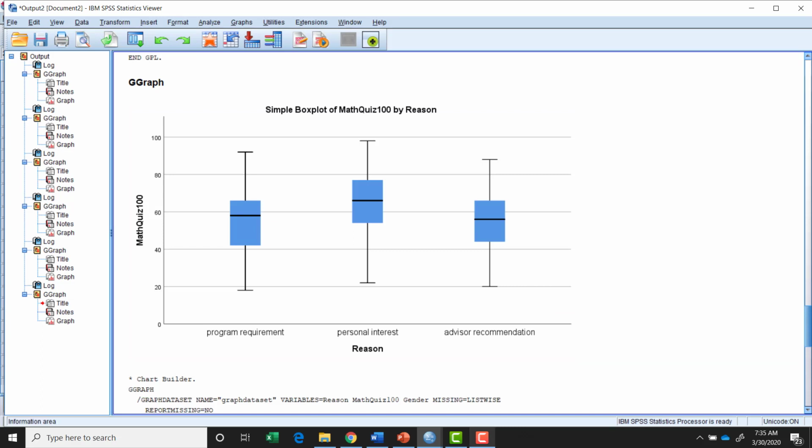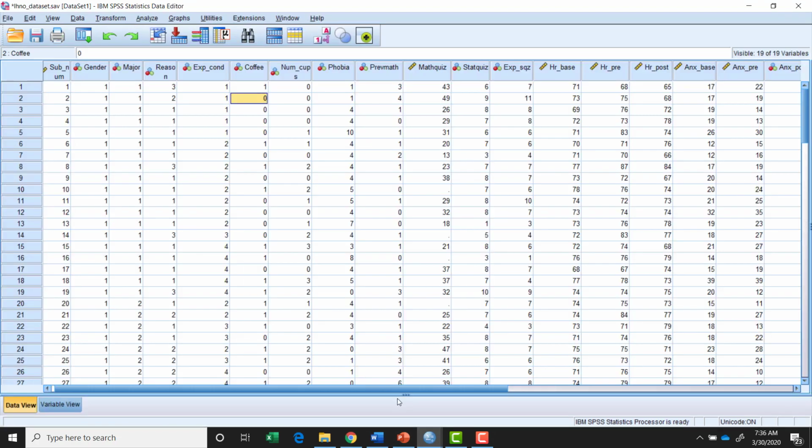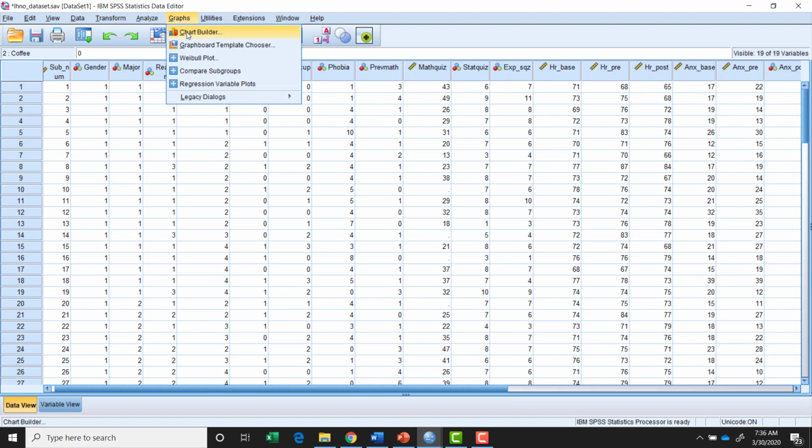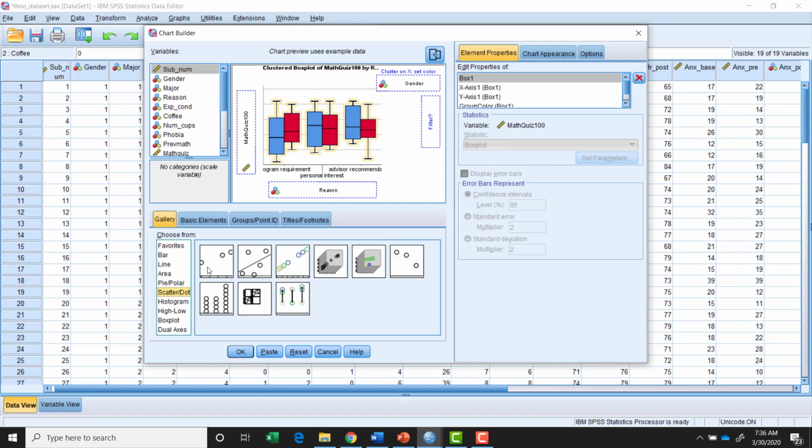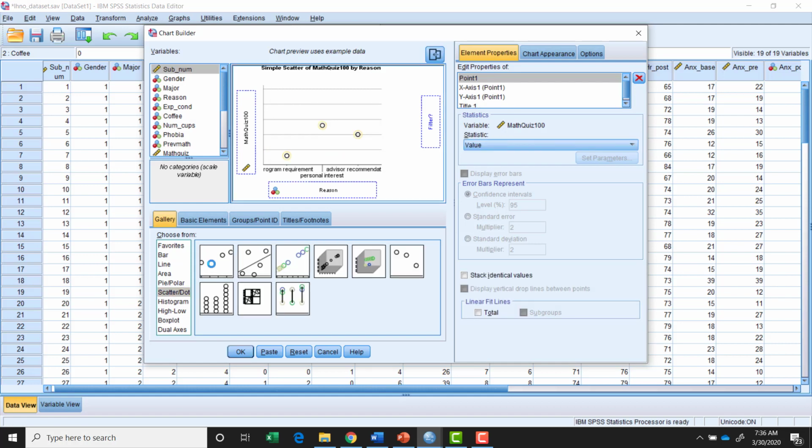Okay. So next we're going to move on to scatter plots. And scatter plots are used for showing relationships between variables. So let's go to Graphs, Chart Builder. And we're going to do a scatter plot here. So let's go to scatter dot and start off with a simple scatter plot. Now let's just have a look at two heart rates.